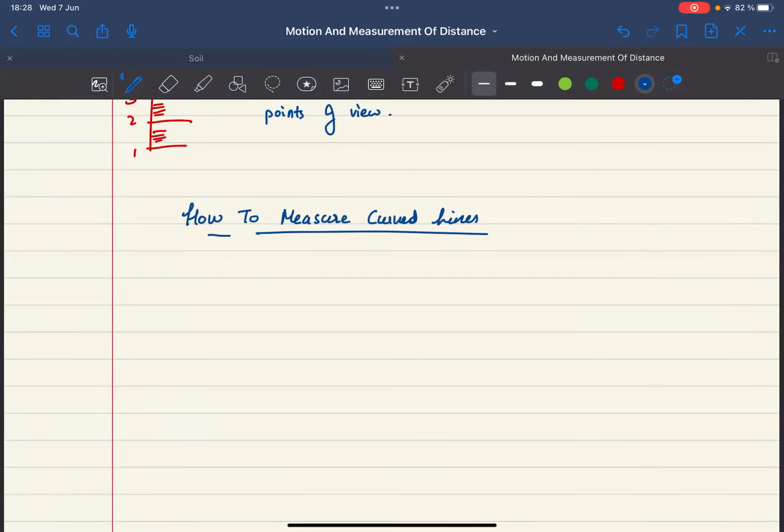Okay, so how to measure curved lines now? You know the meter scales that we normally use, like the ruler that we use at school, or even longer scales for measuring bigger objects. All these general meter scales cannot be used to measure curved lines. Instead, one method is you can use a string or a thread.